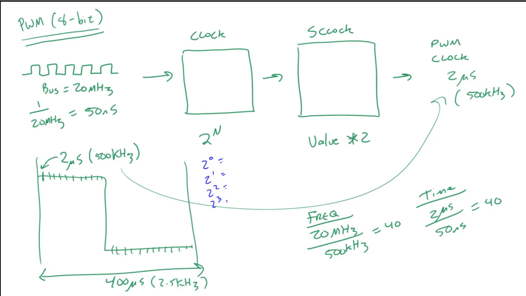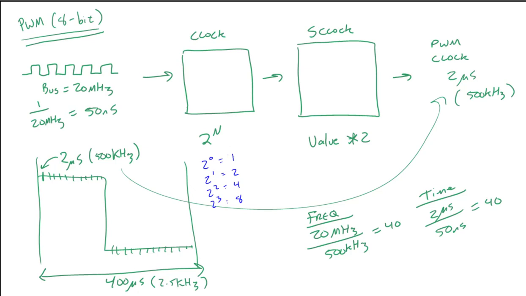So this is going to give us values. 2 to the 0 would be divided by 1, 2 to the 1 would be divided by 2, 2 to the 2 would be divided by 4, and 2 to the 3 would be divided by 8. On the second stage, we can plug in whatever value we want as long as it's in the range of, say, 1 to 255. But that value is going to be internally multiplied by 2. So that just happens free of charge.